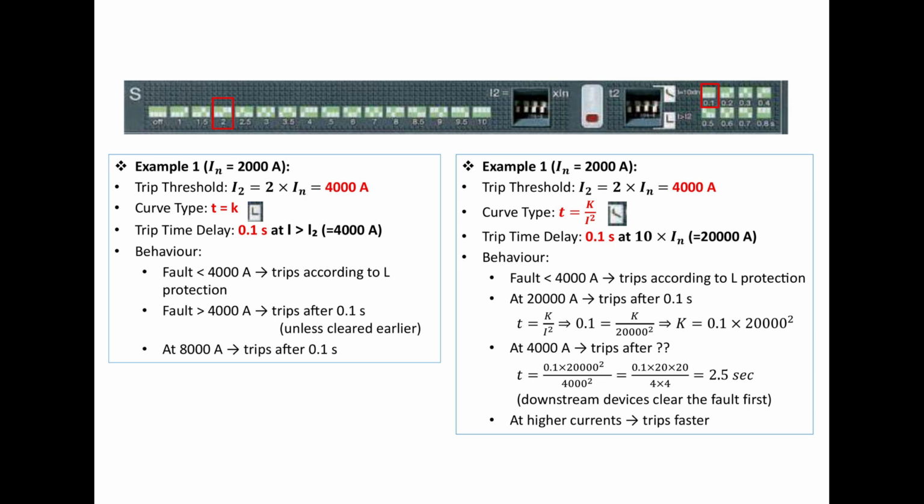In the second example, using an inverse time curve, if the trip threshold is set to I2 equal to 4000 ampere and the trip time is 0.1 seconds at 10 times of In, that is 20,000 ampere. Based on the inverse time formula, a fault at 4000 ampere would take 2.5 seconds to trip, allowing downstream devices to clear the fault fast.